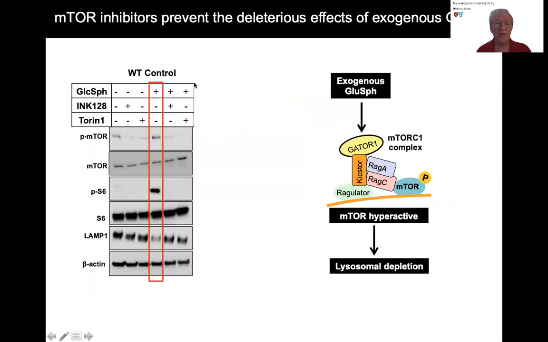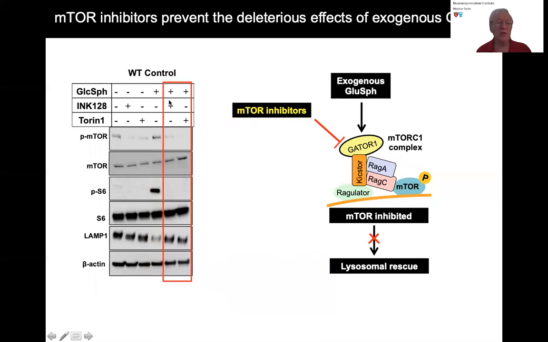So here in this Western blot, what we show is that by treating with glucosylsphingosine in the last 3 lanes, first of all, there is an increase in mTOR. So glucosylsphingosine does activate mTOR, as shown here by increased phosphorylation of pMTOR and PS6, and there is a decrease in LAMP1.